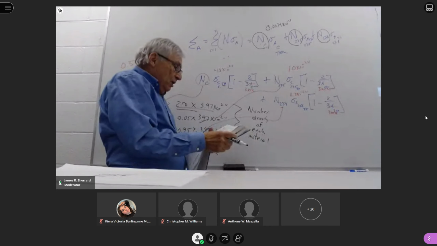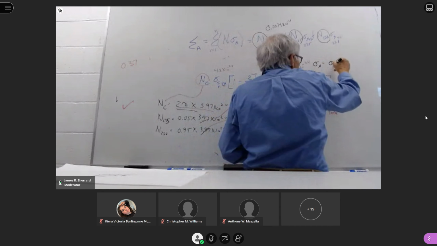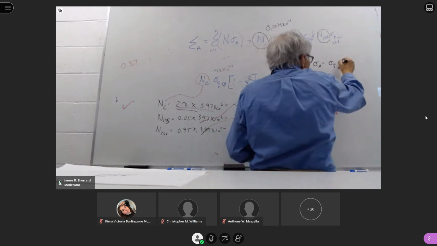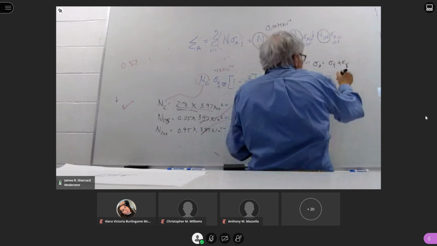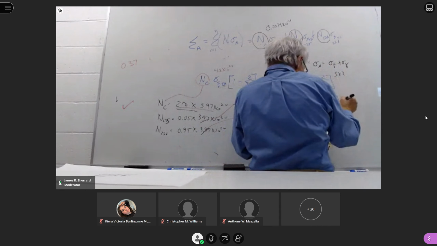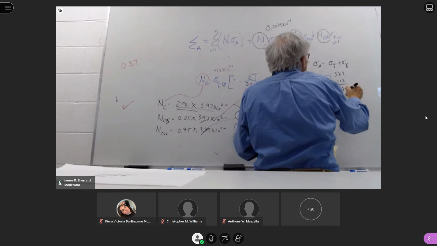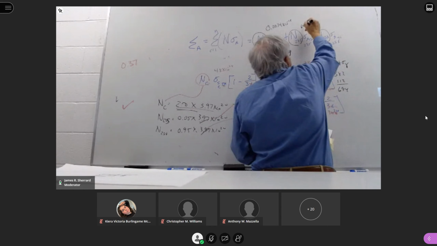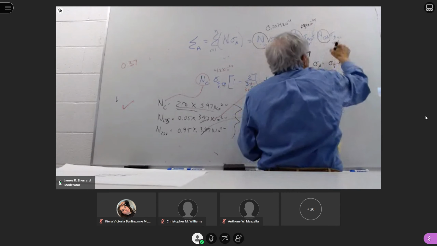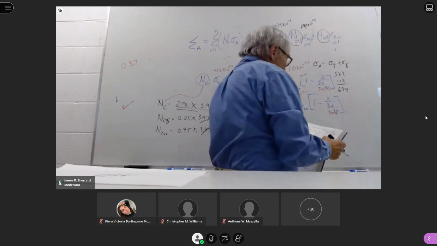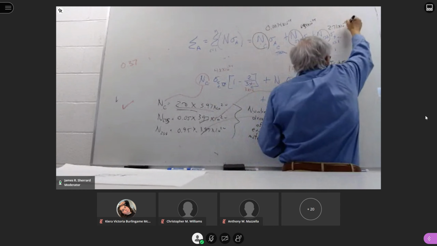when we go and look at that, remember that sigma A is the sum of sigma for fission plus the sigma for the parasitic loss. So that was 582 and 112. So this is 694. And then finally for 238, that value was 2.71, which is 10 to the minus 24.